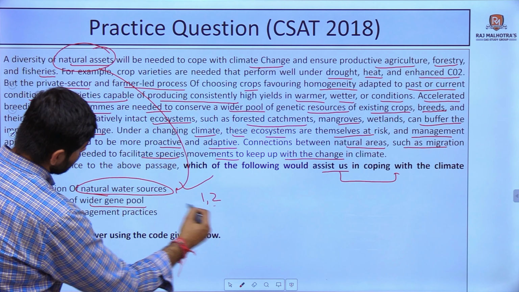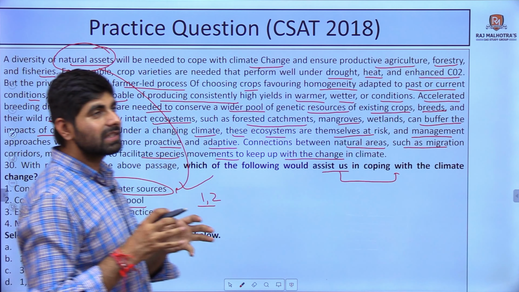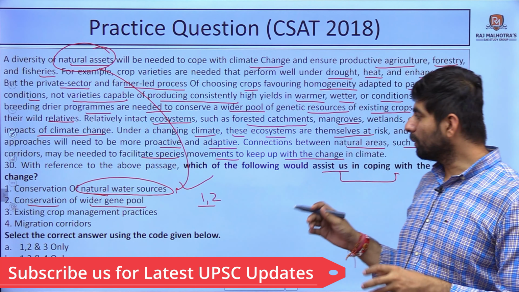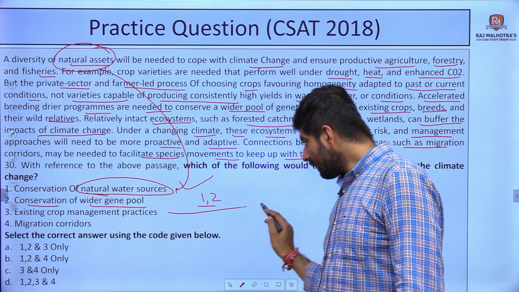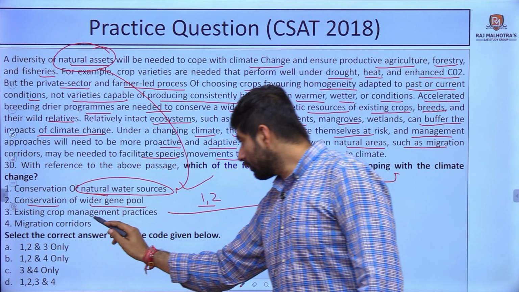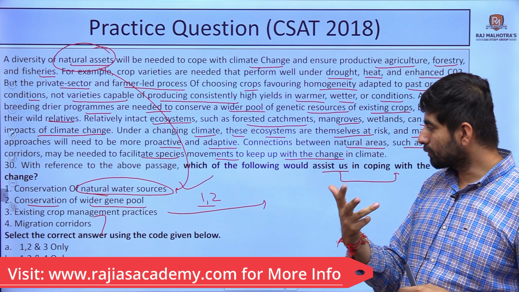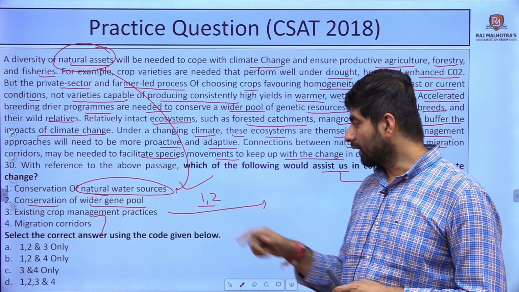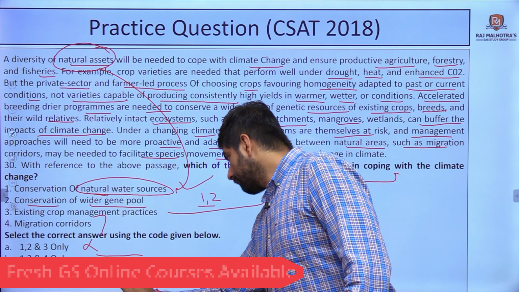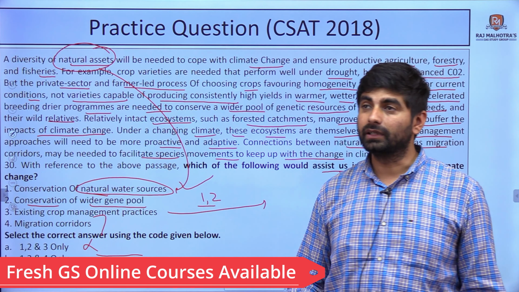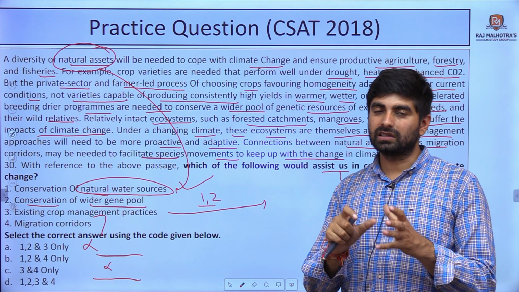So 1, 2. Next, existing crop management practices. We haven't seen this type of thing in the passage yet, but we do not have negative content on that, so let's put that on hold. We are putting this option on hold. Migration corridors, yes, this was correct. Now we are left with the options which can be correct, 1, 2 and 3. Sorry, not this one, because this doesn't have 4. So this one and this one. Clear? Third is also eliminated. Now in that case we have to check the third option from the passage itself.